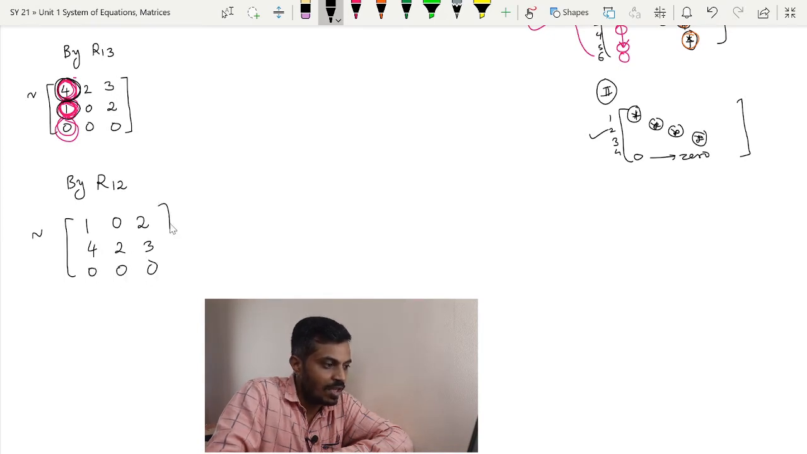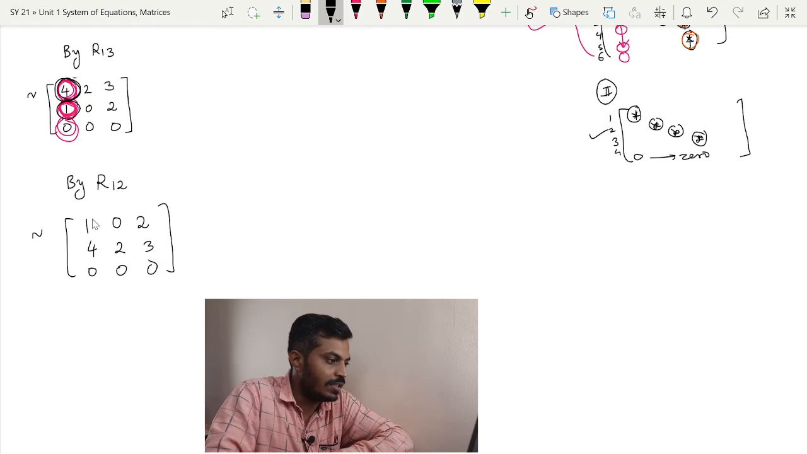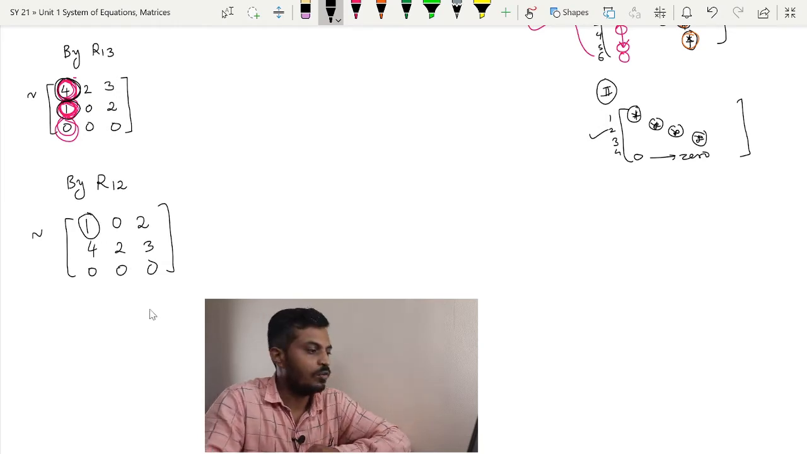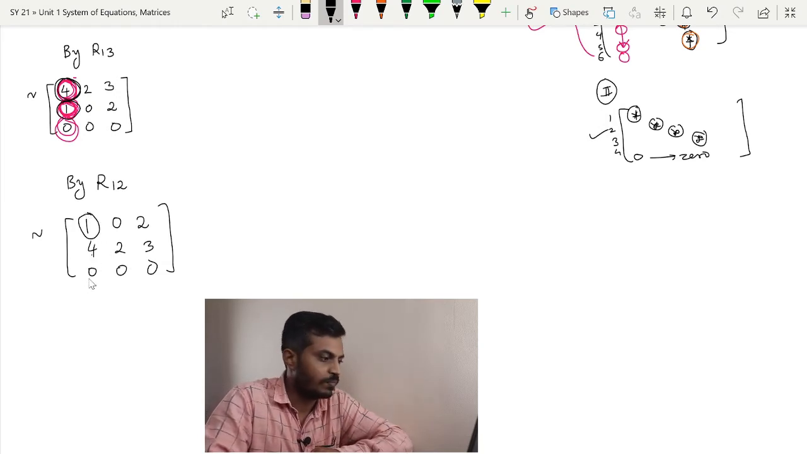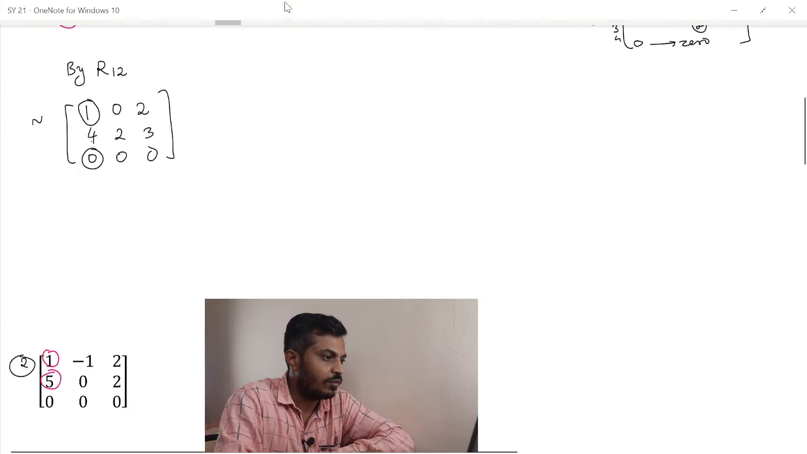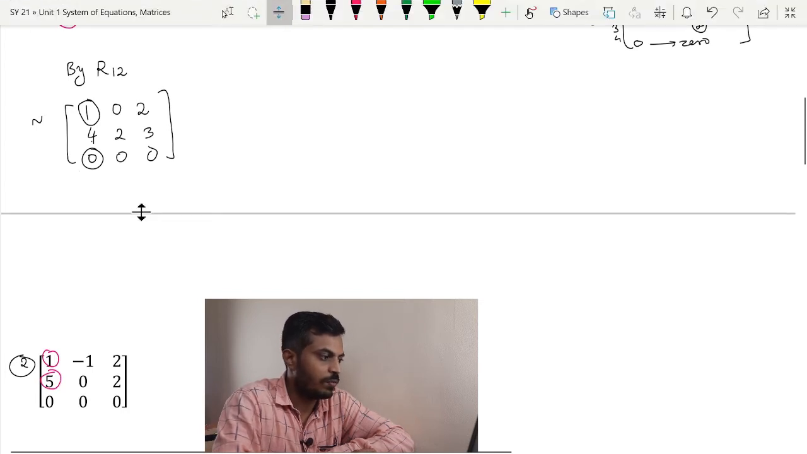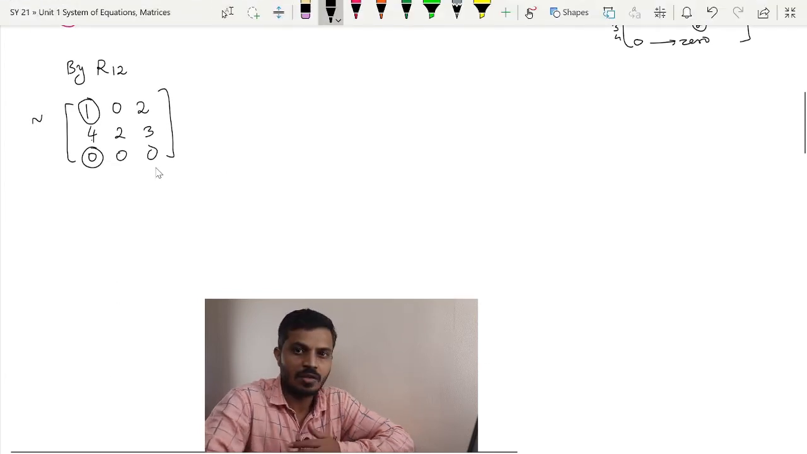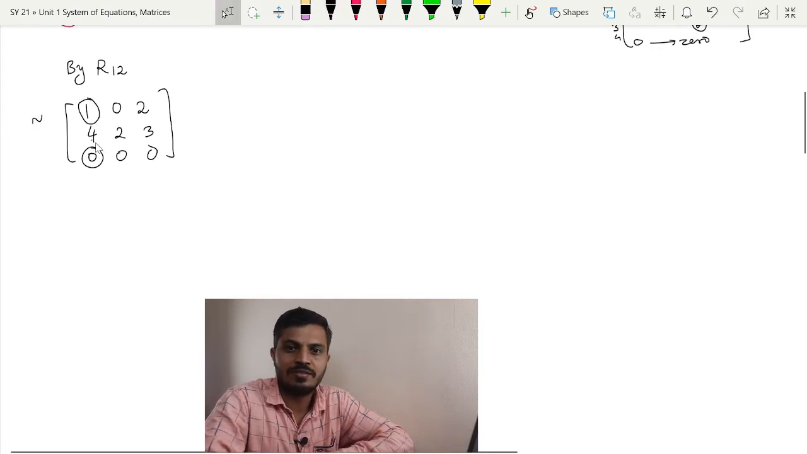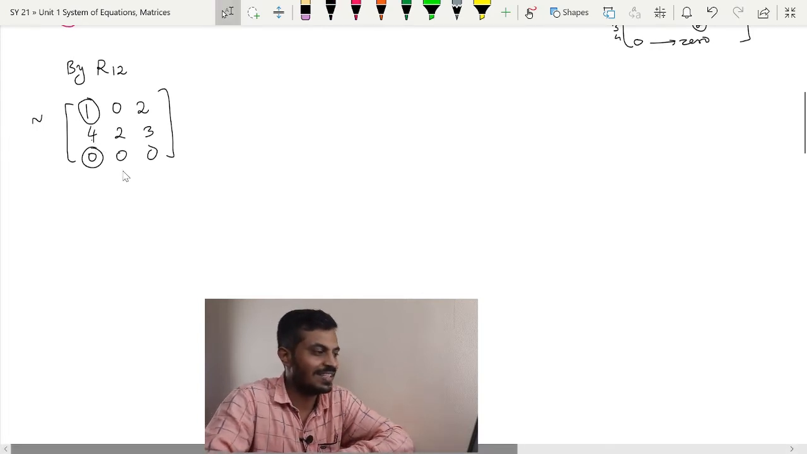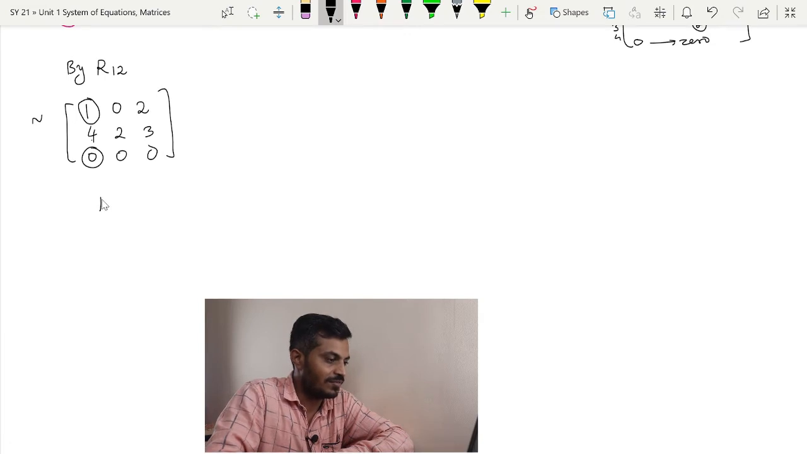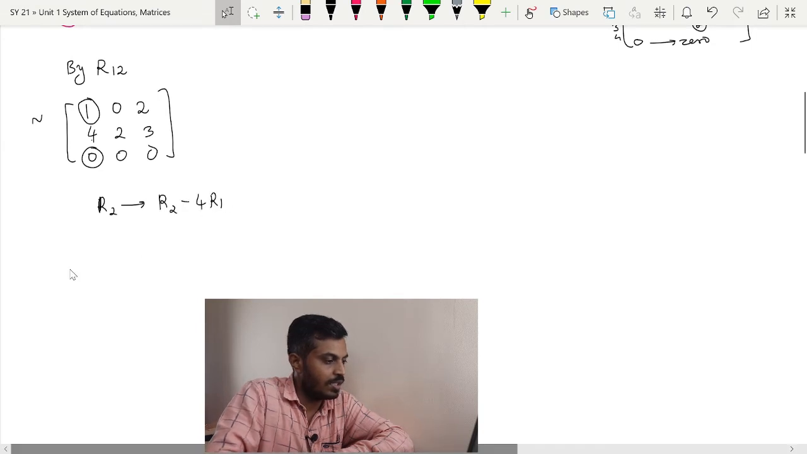Now, I will use this 1 in order to make this 4 a 0, and this entry is already 0, so no need of worrying about that. In order to make that 4 a 0, can you guess which operation to perform? I will go for R2 minus 4 times R1, which is easier actually. So, by performing the operation R2 equals R2 minus 4 times R1, this will be equivalent.